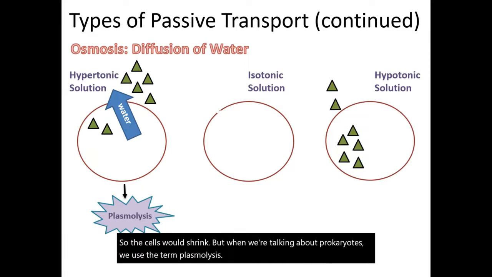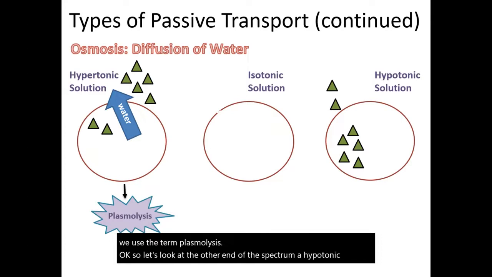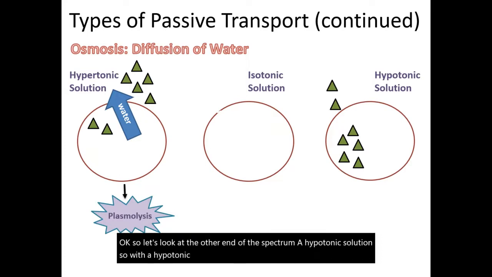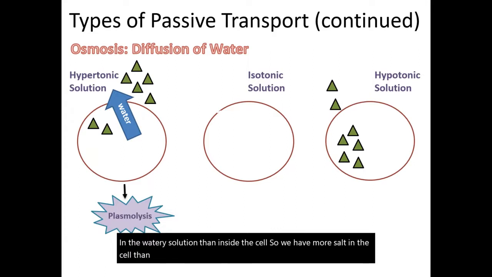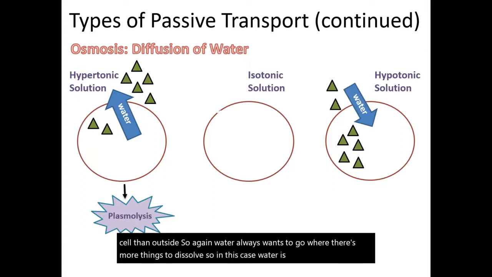Okay, so let's look at the other end of the spectrum, a hypotonic solution. So with a hypotonic solution, there's less of the solute, the salt in this example, in the watery solution than inside the cell. So we have more salt in the cell than outside. So again, water always wants to go where there's more things to dissolve. So in this case, water is going to rush into the cell.